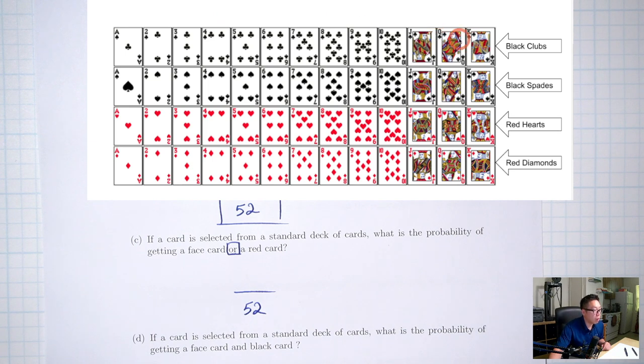So all the faces are over here, the last three columns, together with all the reds, which is the last two rows. So the last two rows together with all the face cards. And I don't want to count any card twice, right? So that's going to be the bottom two rows, which is 26. And then add on the face cards that I haven't added yet. So 26 for the bottom two rows, and then 27, 28, 29, 30, 31, 32. 32.